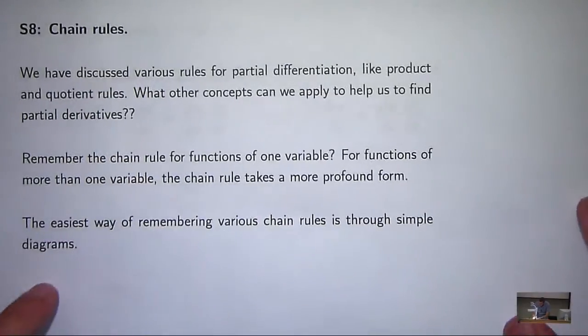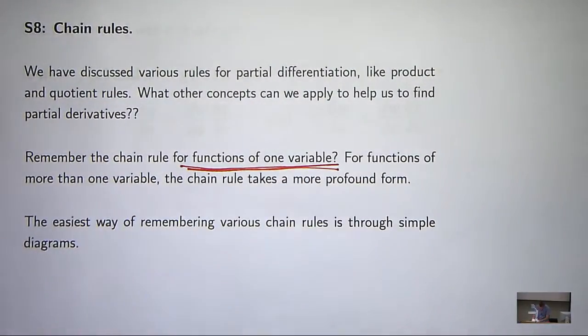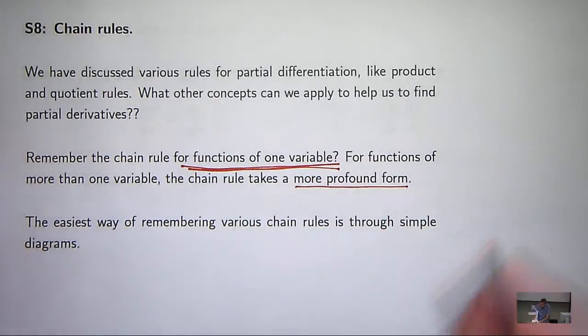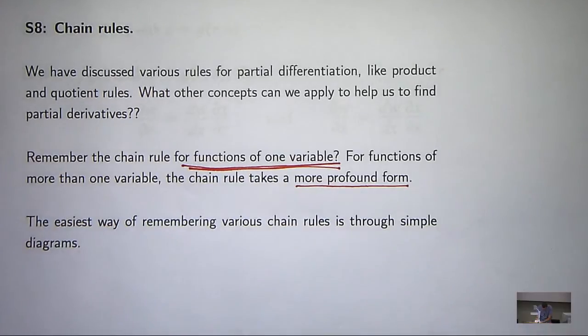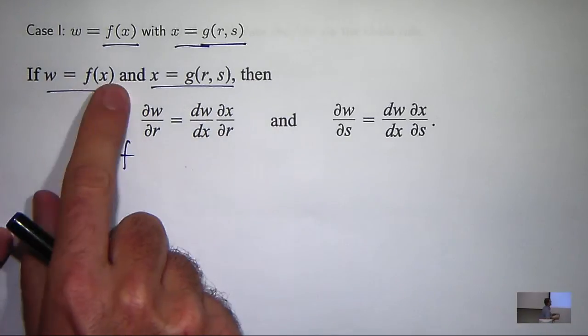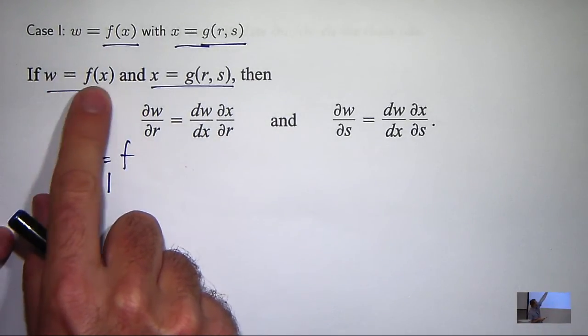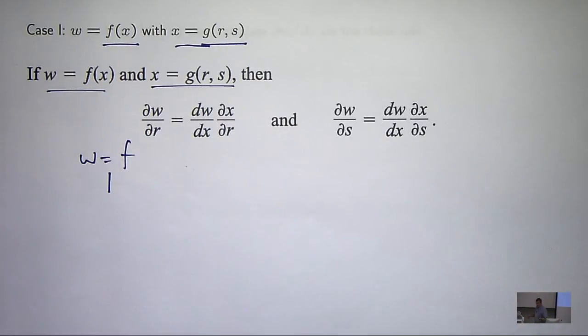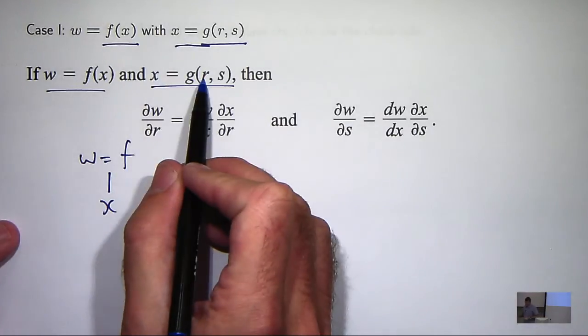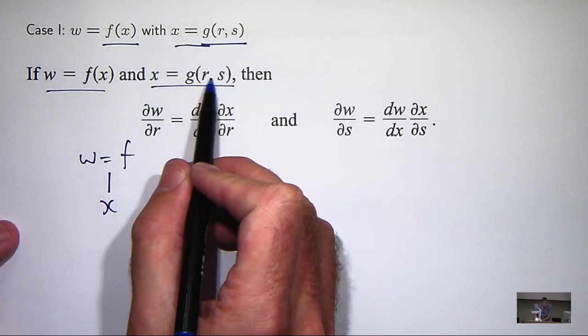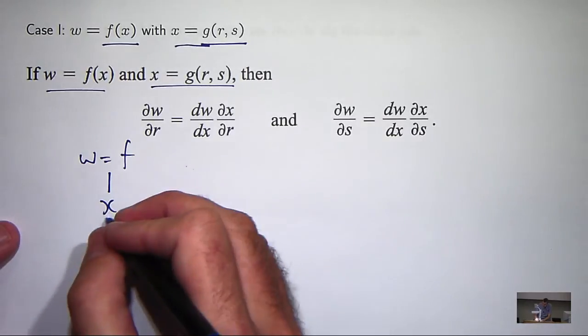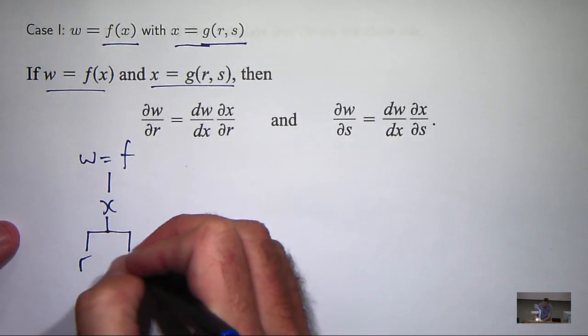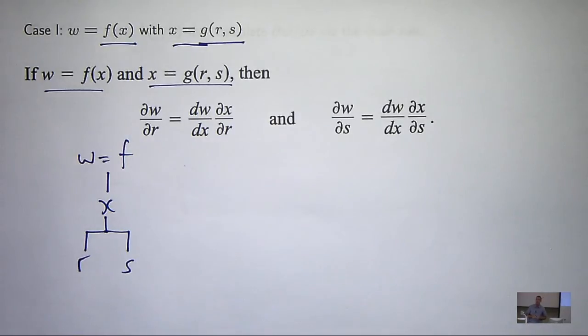It's important to understand which version of the chain rule. There's like 5 different versions, at least here. But it all comes down to understanding the partial derivatives, or the derivatives, that you want to calculate, and then drawing a simple diagram. So w depends on x, so I draw a little link. And then x depends on 2 variables, r and s. So I make a little splitting branch to show that x is dependent on 2 things.